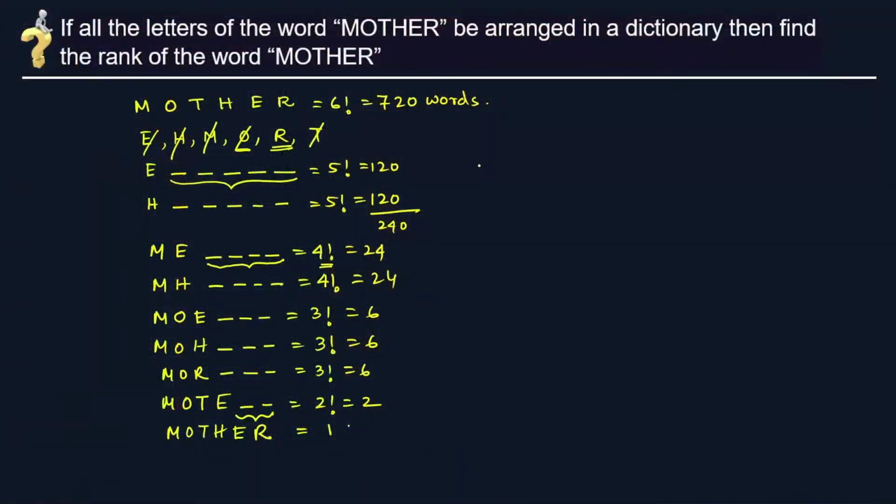So what will be the rank of the word MOTHER? We have to count all those words which are placed before MOTHER. And MOTHER has occupied one place, so we have to count that also. Therefore, the rank of the word MOTHER will be 240 from here, 24, 6, 30, that is 60. And then it is 6, 2 and 1, that is 9. So it is coming to 309. And that is the rank of the word MOTHER.